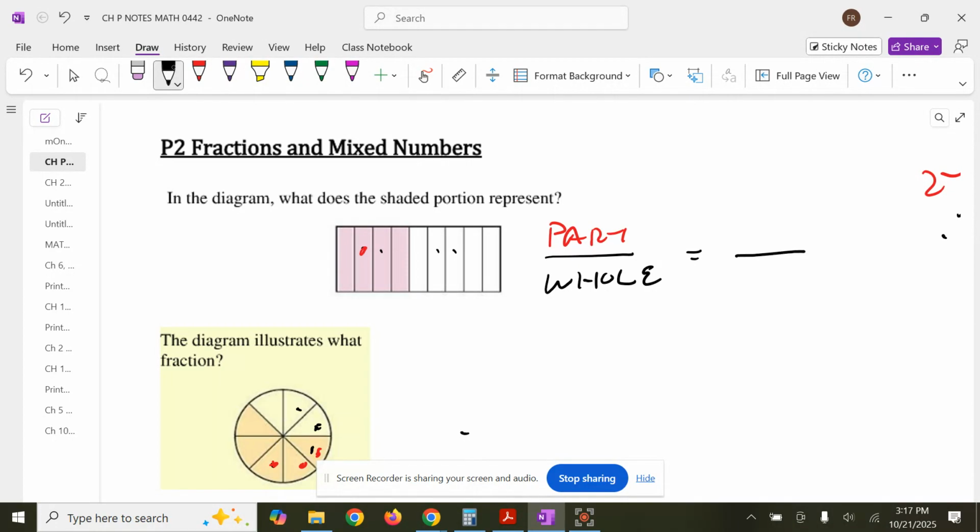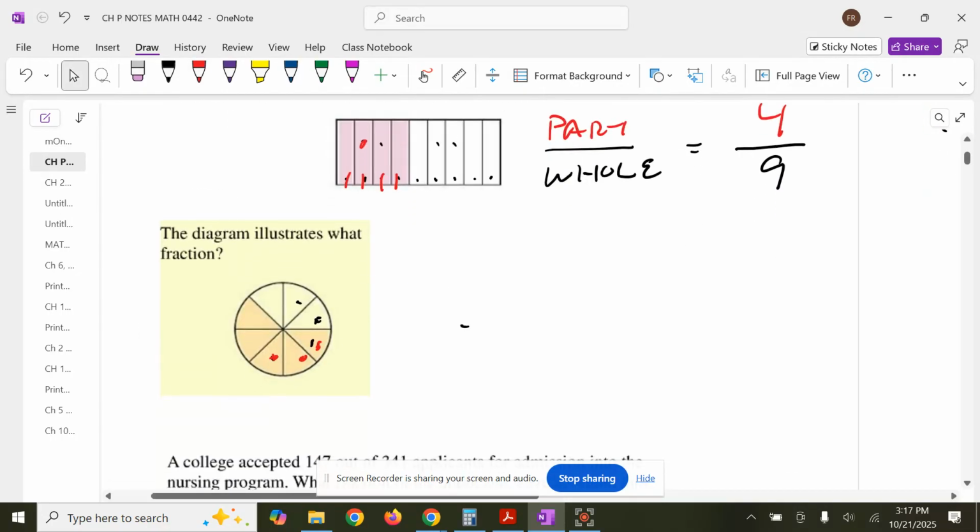I'm going to count the number of rectangles. 1, 2, 3, 4, 5, 6, 7, 8, 9. We have a total of 9 rectangles, and how many of them are shaded? 1, 2, 3, 4. 4 are shaded, okay? That's the part out of the whole, okay?